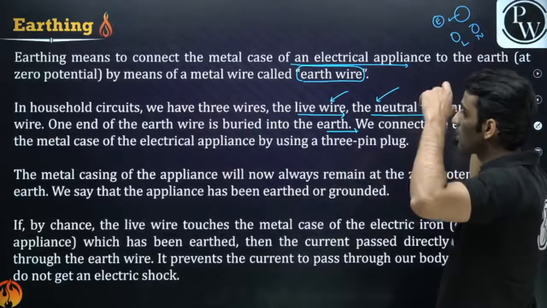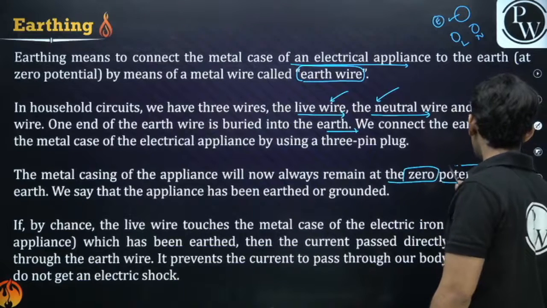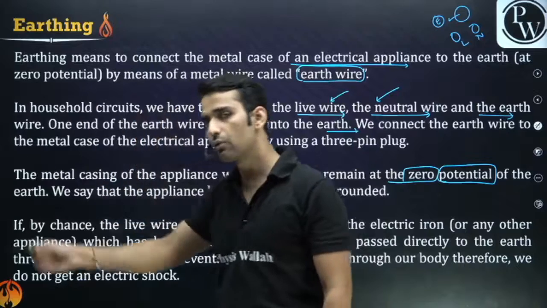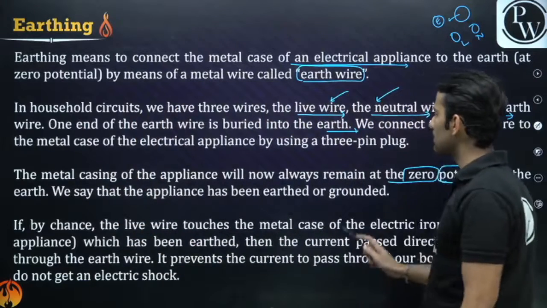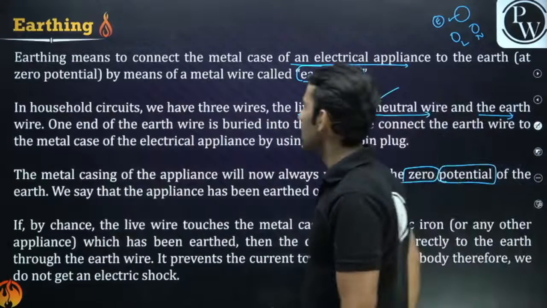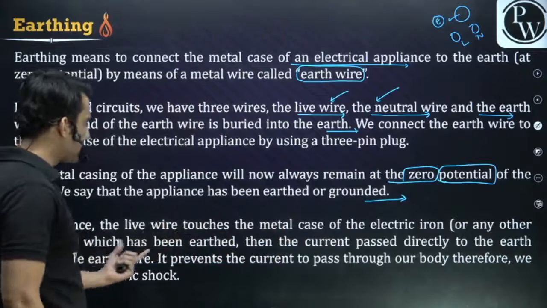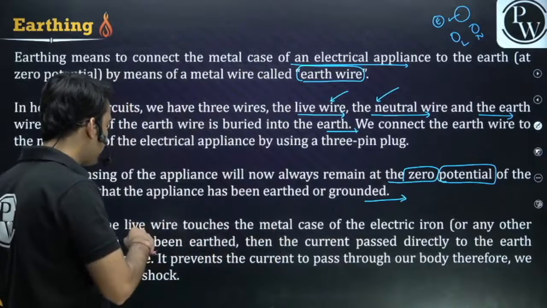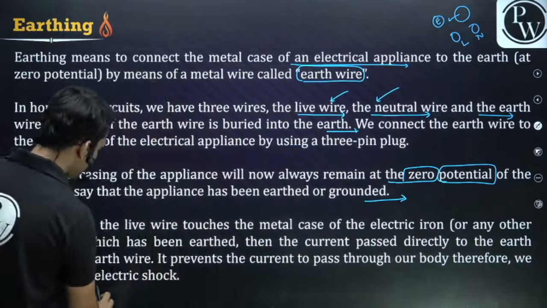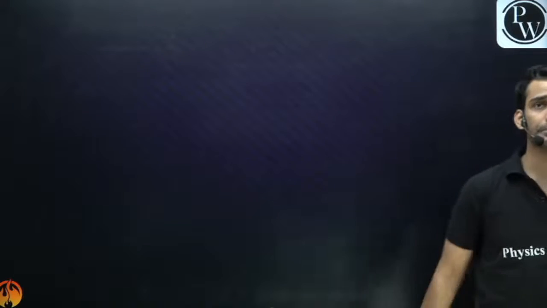So the metal casing of the appliance will now always remain at zero potential. That means as much current as you give, all current will flow to the earth. We say the appliance has been earthed or grounded. Clear, guys? By this means, if by chance the live wire touches the metal case of an electric iron which has been earthed, all the current will pass from that wire to the earth, and therefore we won't get an electric shock. Clear? So this is the purpose of earthing.